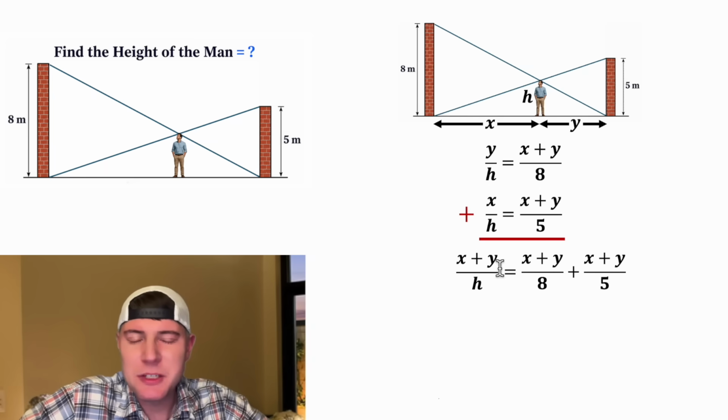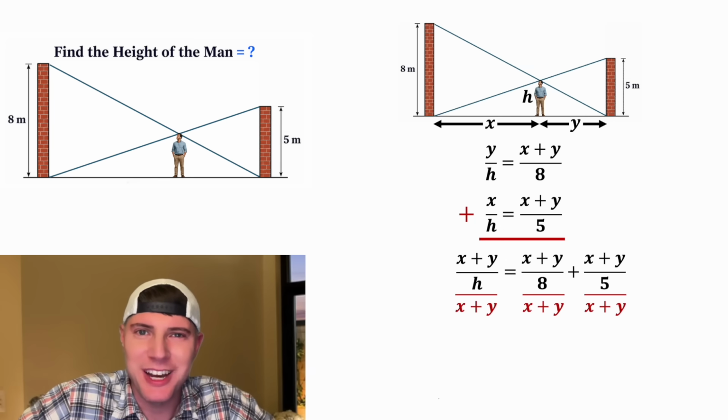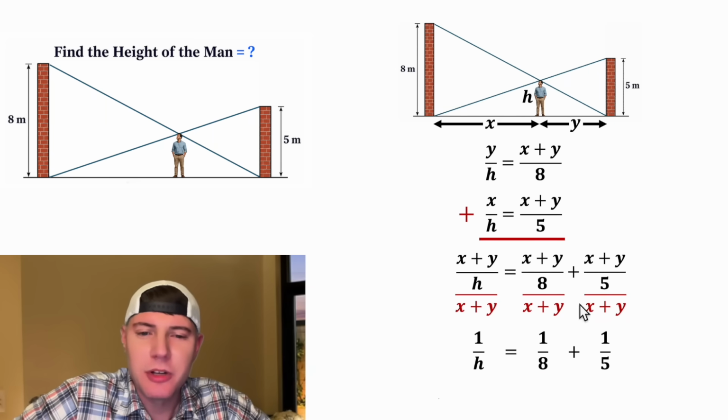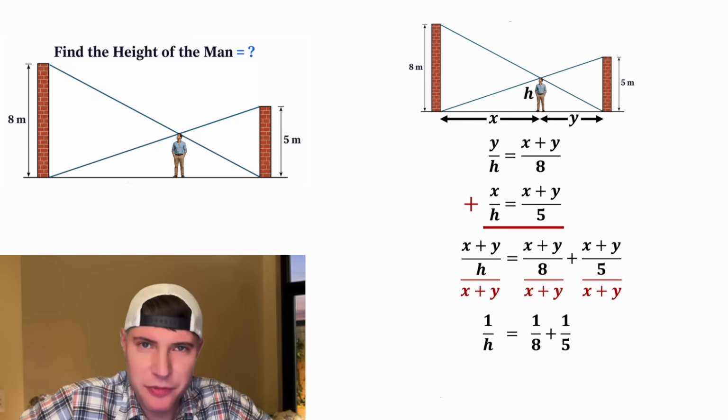So now we have X plus Y over H equals X plus Y over 8 plus X plus Y over 5. Since each of these terms contains an X plus Y, we can divide everything by X plus Y. All of these X plus Ys are going to cancel each other out. It'll leave us with 1 over H is equal to 1 over 8 plus 1 over 5. And now we have three fractions with different denominators.